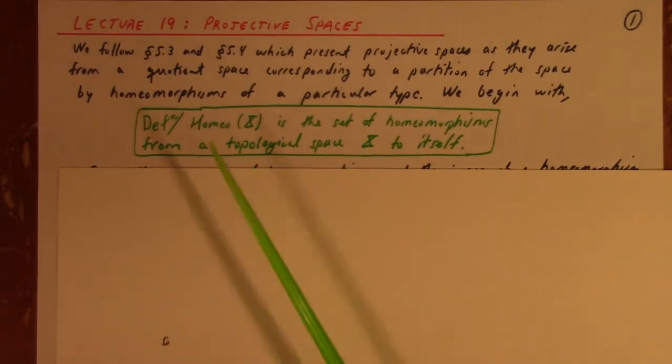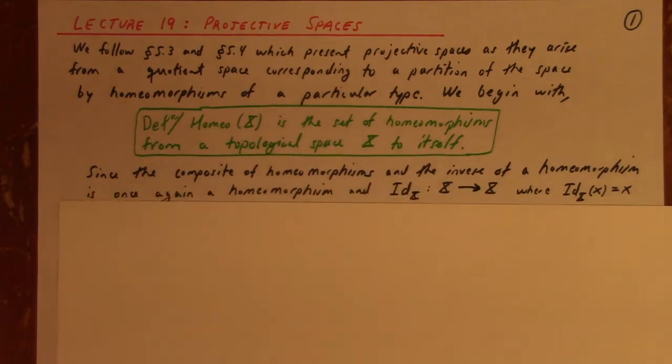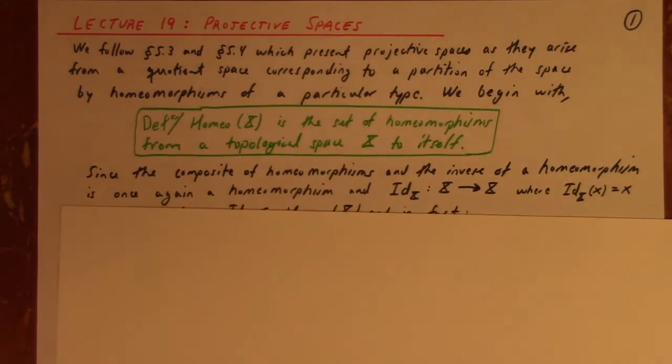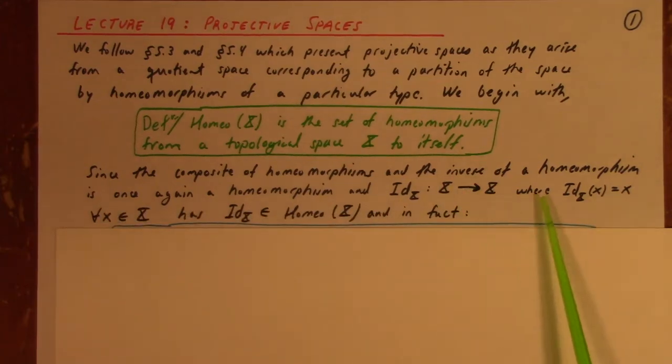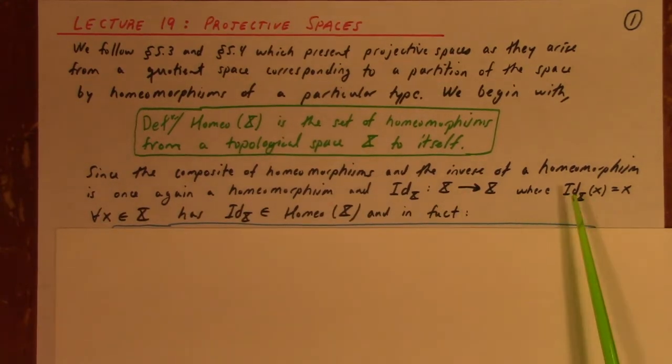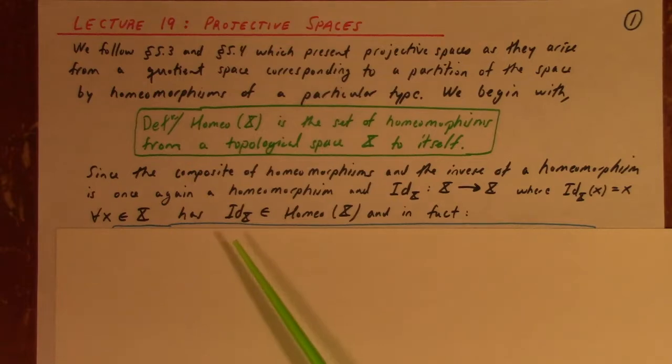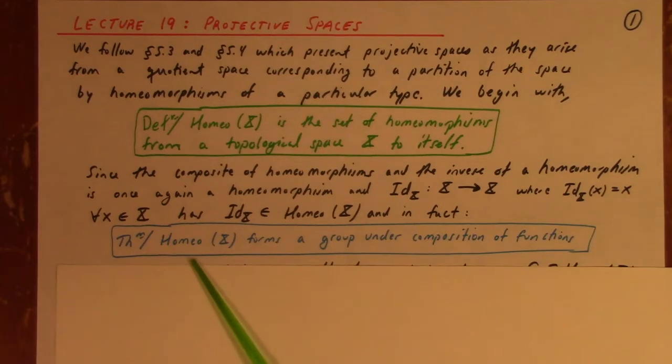So it's a group because the composite of homeomorphisms and the inverse of a homeomorphism is once again a homeomorphism. And of course the identity map on a space to itself is a continuous map with continuous inverse, so it's a homeomorphism. And so in fact, the set of homeomorphisms of a topological space forms a group under the composition of functions.